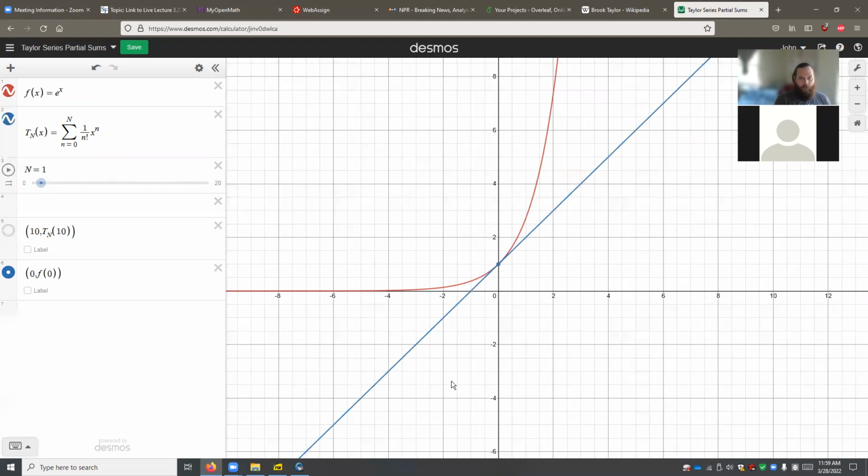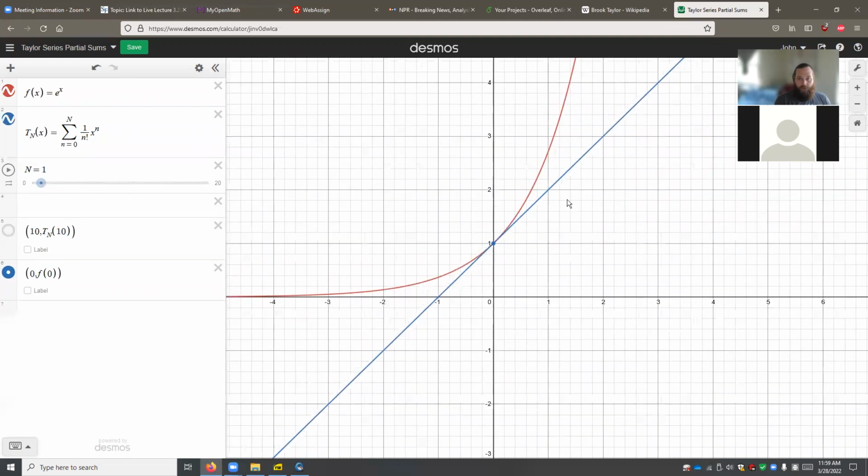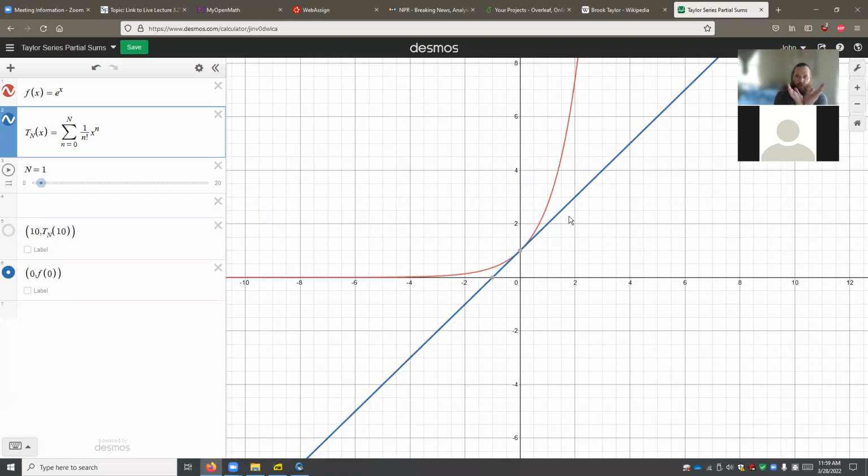If I look at the first order Taylor polynomial, it's the tangent line. Like we said, this is just the tangent line. It goes through the point 0, 1, and it has the same slope as the red function at 0, 1. But it doesn't have the right curvature. It doesn't have the right concavity.